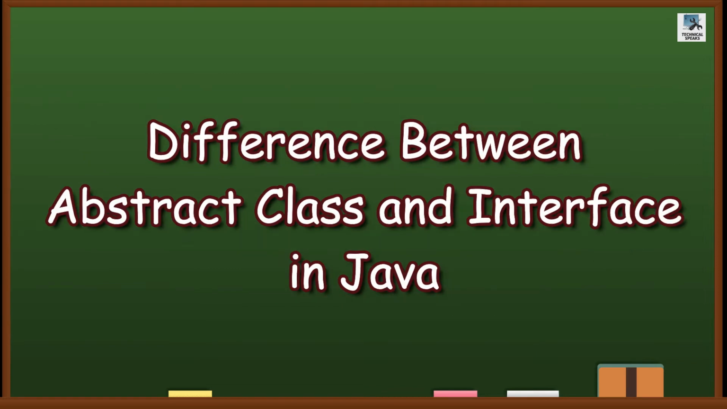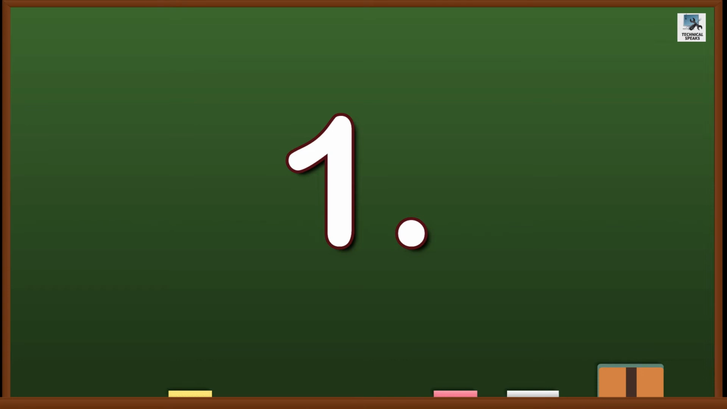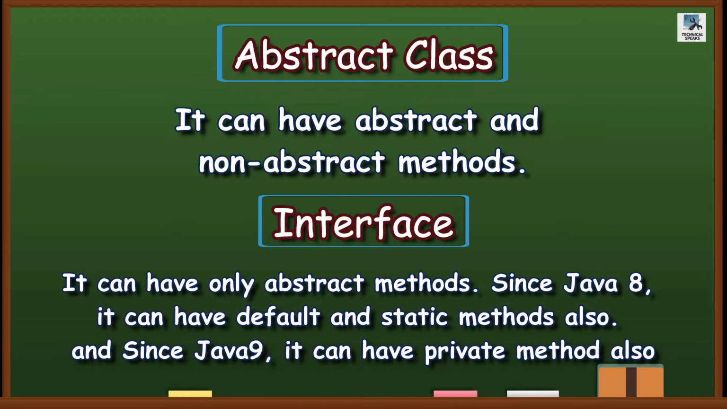Now let's start with this video's topic, that is, what are the differences between an abstract class and an interface. The very first is, in the case of an abstract class, it can have abstract and non-abstract methods, and in the case of an interface, it can have only abstract methods. Since Java 8, it can have default and static methods also, and since Java 9, it can have private methods also.